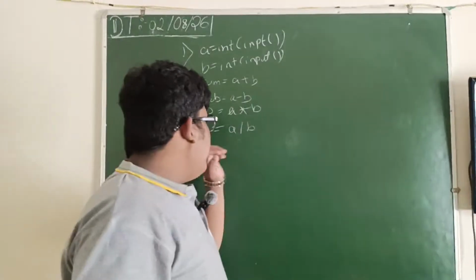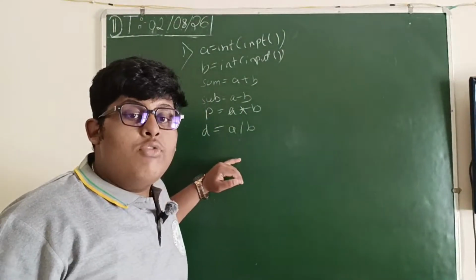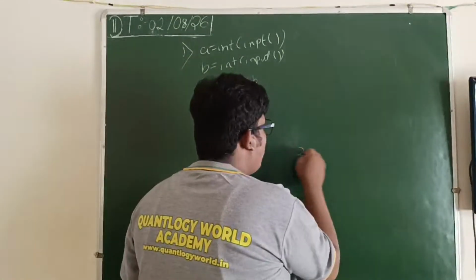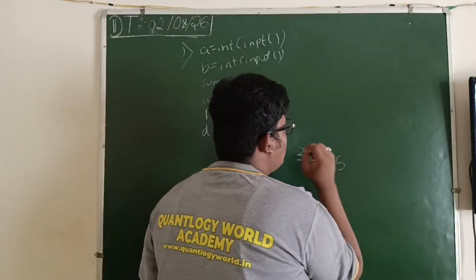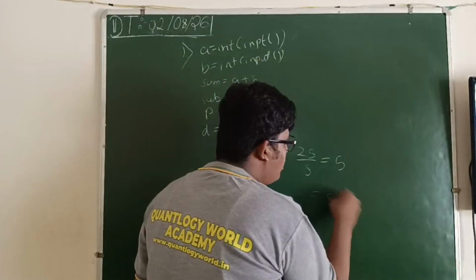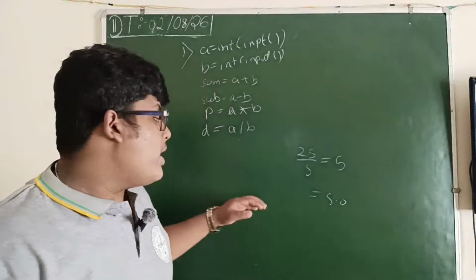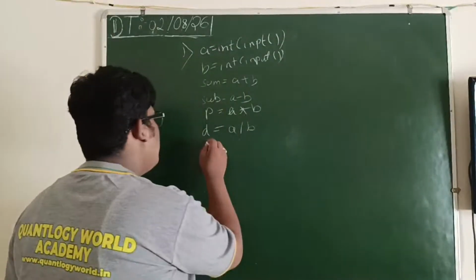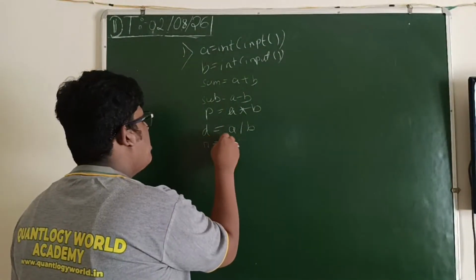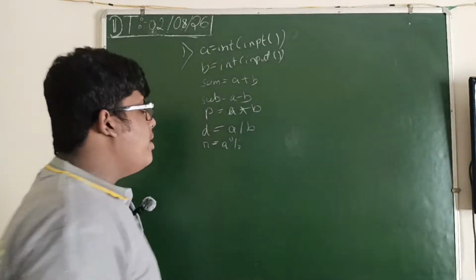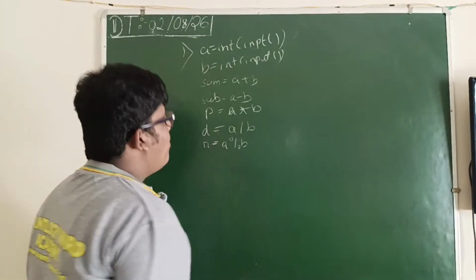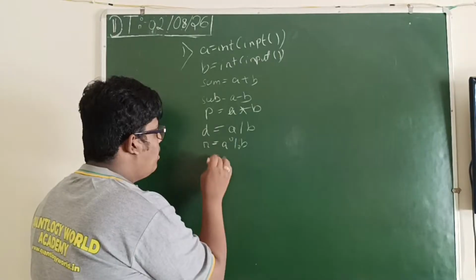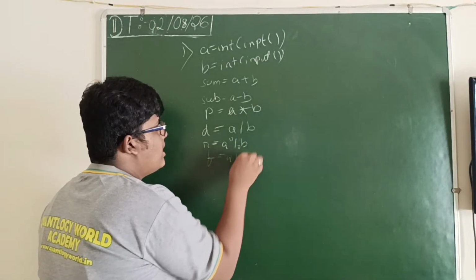Another thing, division always gives the result in floating point data type. Means if we divide 25 by 5, it will not give the result as 5, it will give the result as 5.0. Always it will convert the data type into a floating point value. Next is remainder, a percent b. We can find the remainder by using the arithmetic operator percent symbol. Then floor division, a double slash b.